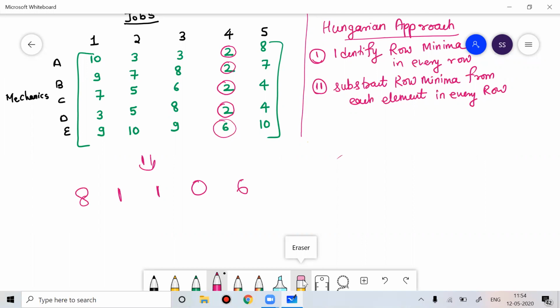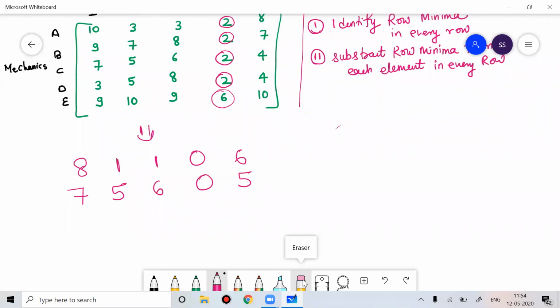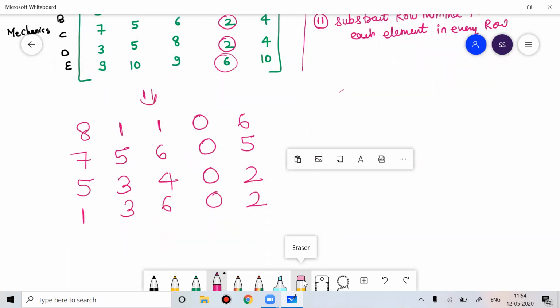Again, for the second row, the minimum element is 2. So 9 minus 2, 7 minus 2, 8 minus 2, 2 minus 2, 7 minus 2. Then similarly the third one: 7 minus 2, 5 minus 2, 6 minus 2, 2 minus 2, 4 minus 2, then 3 minus 2, 5 minus 2, 8 minus 2, 2 minus 2, 4 minus 2, then 9 minus 6, 10 minus 6, 9 minus 6, 6 minus 6, and 10 minus 6.